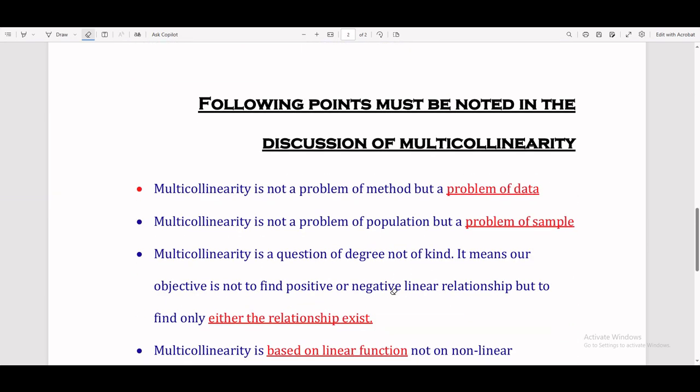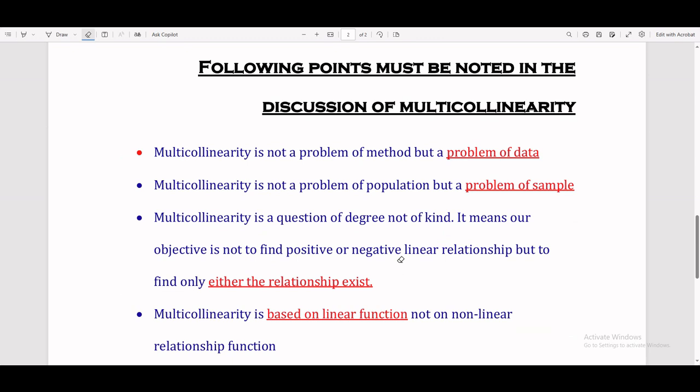Some important points to be noted for multicollinearity. Multicollinearity is not a problem of method. Multicollinearity is the problem of data, because your data is collinear, and when you provide this data to any model, there is the problem of multicollinearity. So remember that multicollinearity is the problem of data. Multicollinearity is not a problem of population.